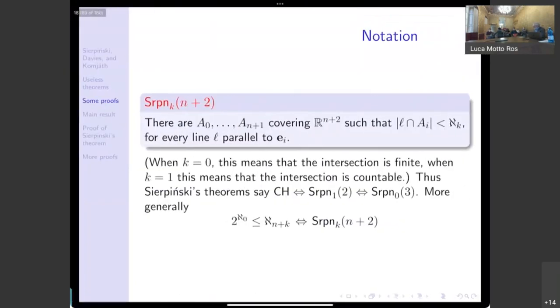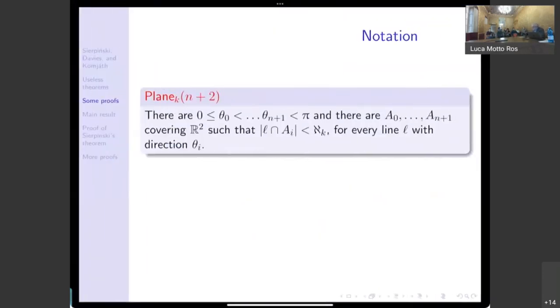So Sierpiński's theorem says that CH holds if and only if Sierpiński sub 1 with countable intersection in dimension 2, or Sierpiński sub 0 with finite intersection in dimension 3. And the general statement is a general theorem by Kuratowski-Sierpiński. This is nothing new, it's just the same notation.